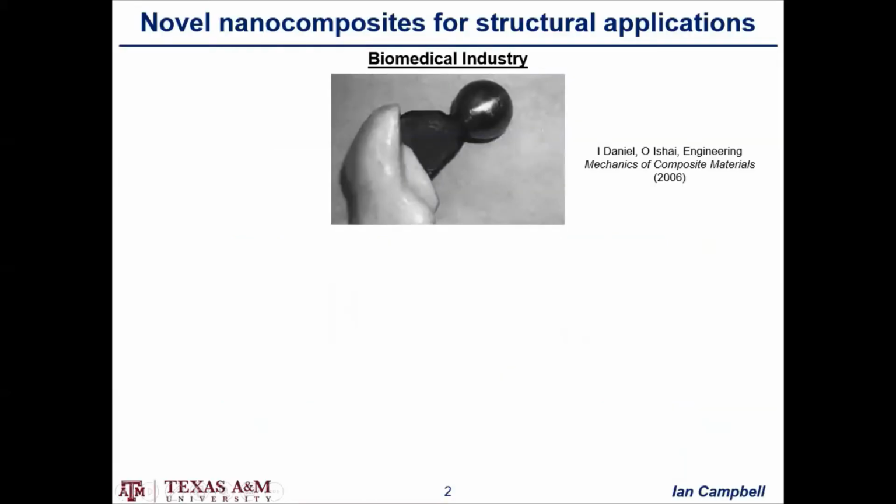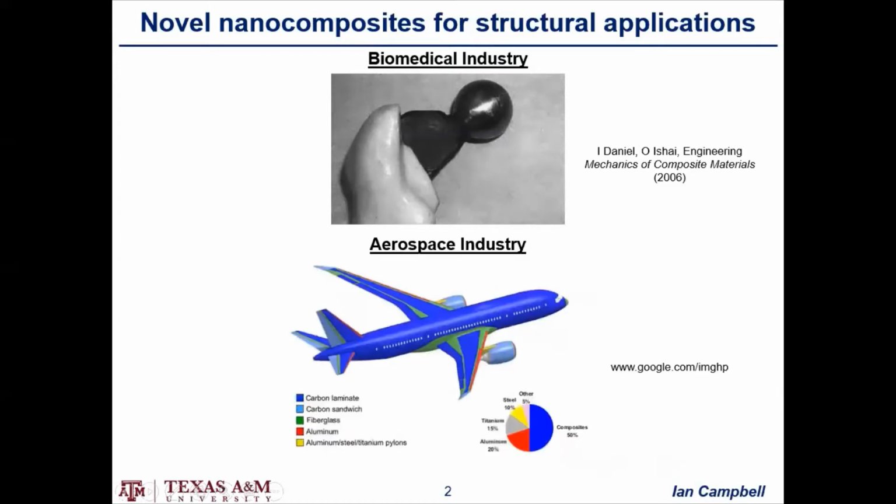New and exciting composite materials are becoming increasingly utilized for structural applications due to their combination of strength and toughness. For example, the biomedical industry has turned to composites to design prosthetics and artificial tissues. Additionally, favorable strength-to-weight ratios allow 50% of the Boeing 787 aircraft to be constructed using composites, as indicated by the blue regions in the bottom image.